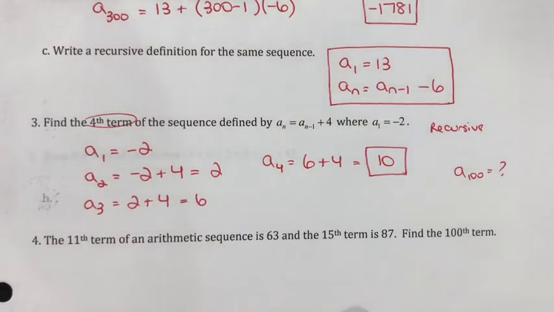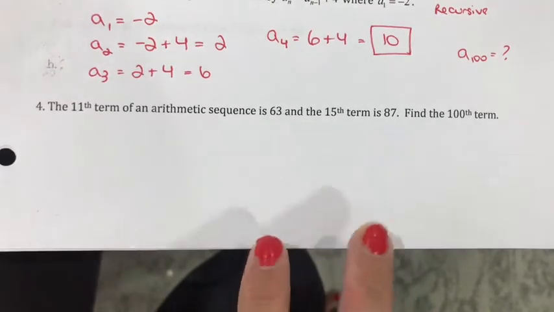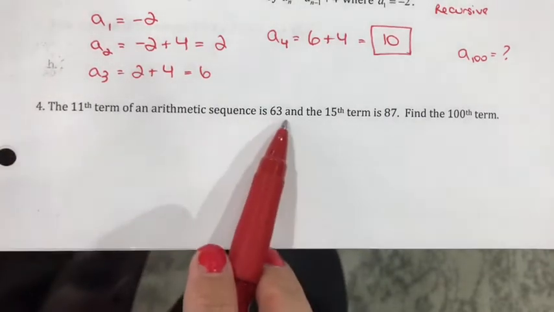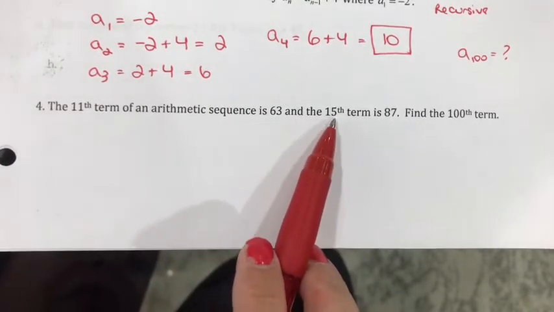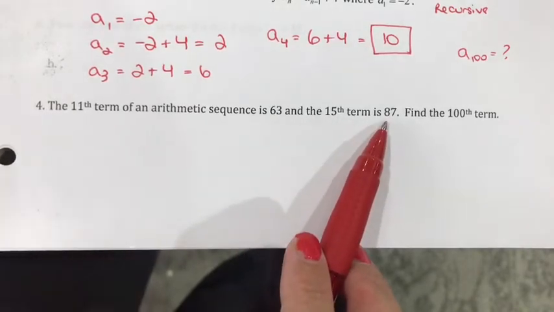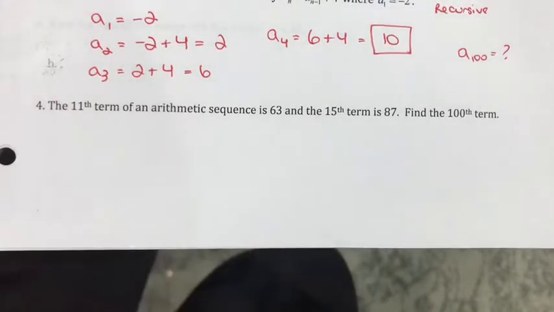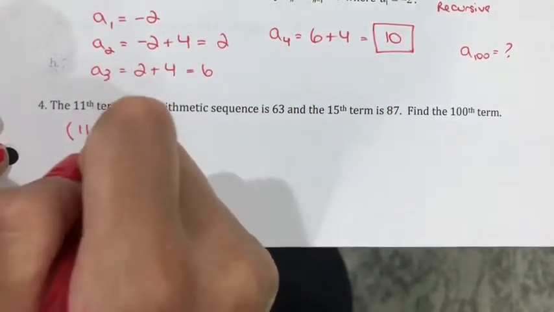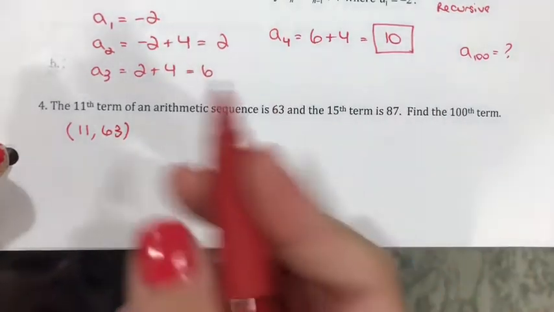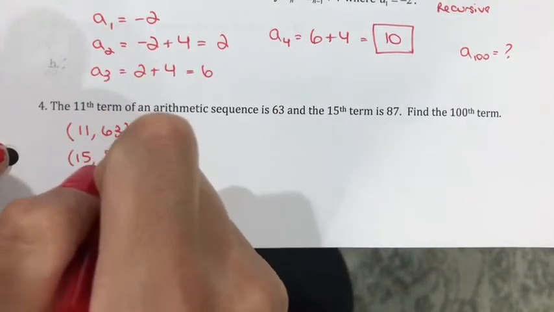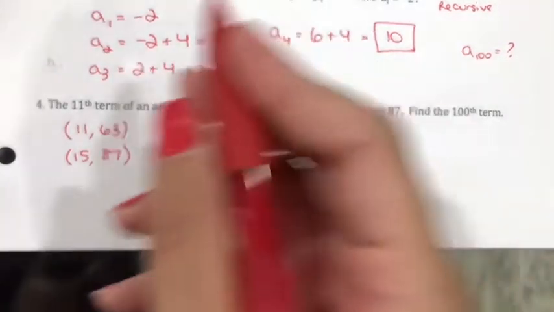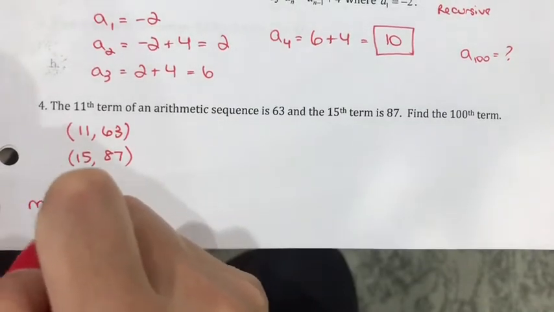Okay. Now, sometimes you don't have the first term, and that presents sometimes a bit of an issue. Now, we have the 11th term of a sequence is 63, and the 15th term is 87. We want to find the 100th term. Now, we're going to treat this like a linear equation problem, where I have 2 points. 11 goes with 63. 15 goes with 87. So what we can do here is remember that the common difference is like your slope.